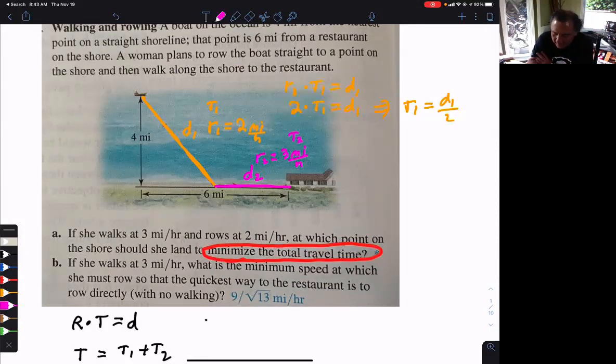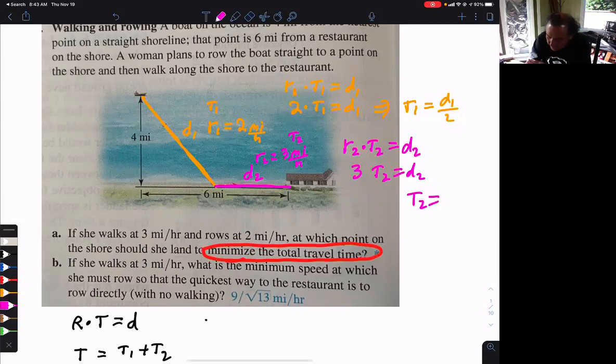Okay, let's do the same thing. Her rate walking times her time walking equals her distance walking. Rate 2 is 3. Her time we don't know, and her distance we don't know. But if we solve for T2, you divide both sides by 3, it's D2 over 3. Okay, we have more information. We are not done.